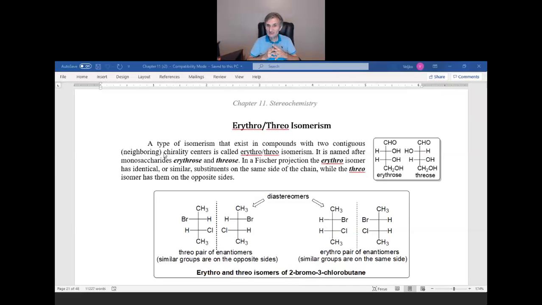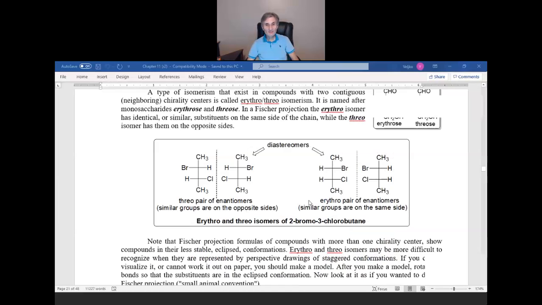And the isomerism is called erythro-threo isomerism, after the carbohydrates erythrose and threose. We cover those quite a bit in the biochemistry course. So erythrose in a Fischer projection has two hydroxyl groups on the same side and threose on opposite sides. So all the stereoisomers that have two chirality centers next to each other with identical or similar substituents on opposite sides in a Fischer projection are threo pairs, and on the same side erythro. So for the test, you must know which one is erythro, which one is threo. Threo opposite side, erythro same side.